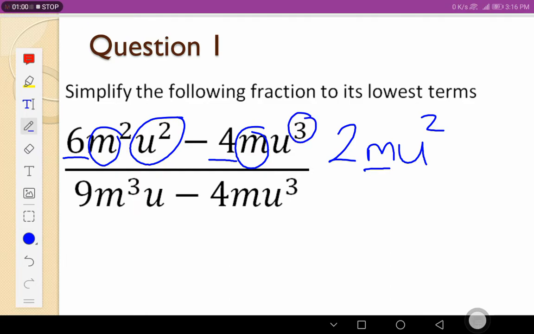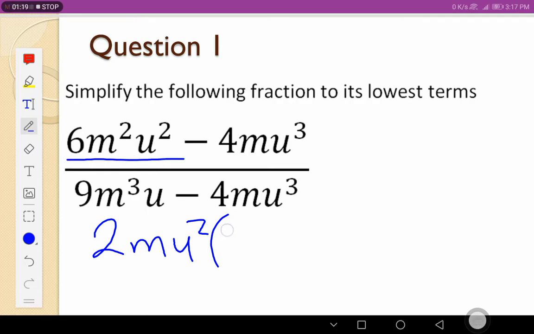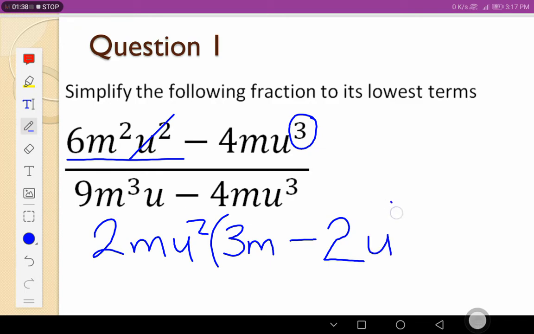So once I have that, now I write what is remaining. Let me rub off this. So I will have on my numerator 2mu squared. If I factor that, I will remain here with 3m. I don't have any u now. Okay, now I go to the next one. I have minus 2, no more m. On u it is to the power of 3, so I'll remain with u here. Okay, so that's how I do it.